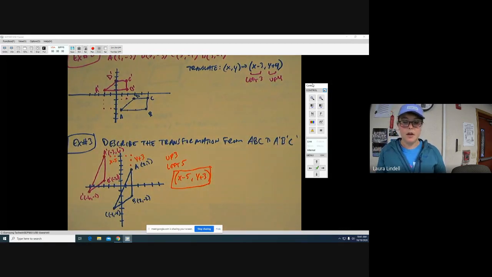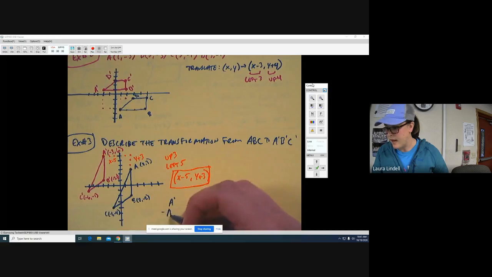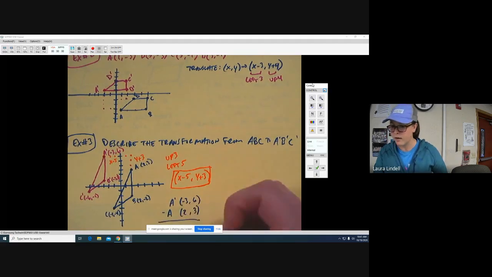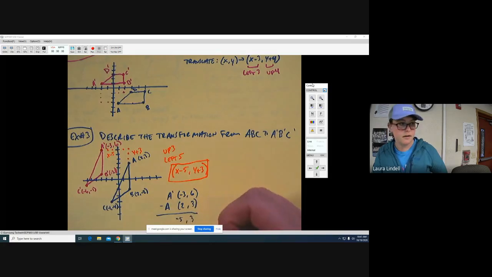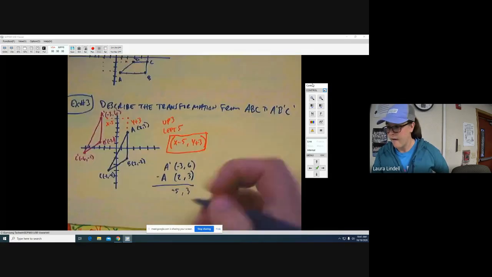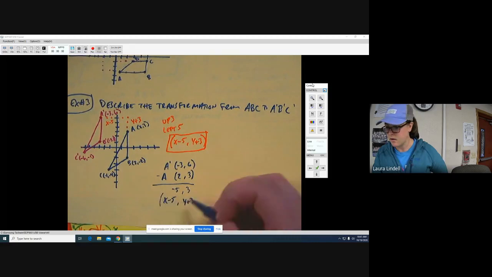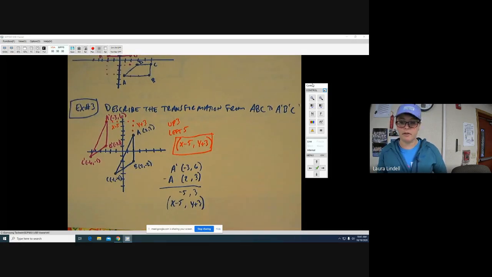So you can just count it. Or the way to do it with the coordinates is you can take the A prime coordinate and subtract the A coordinates. So I can go, okay, negative 3, 6, and 2, 3. If I'm subtracting my coordinates, negative 3 minus 2 is negative 5. 6 minus 3 is 3. So that's where I get x minus 5, y plus 3. So that's another way that you can do it. Both of those work perfectly fine, just based off of your preference.